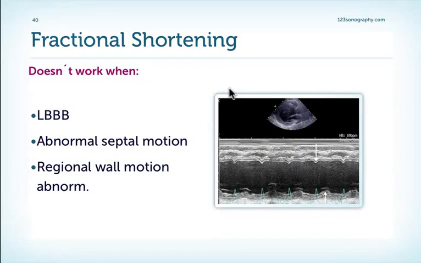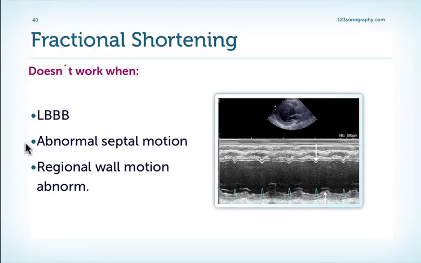There are a number of limitations of this method. Where does fractional shortening not work? It does not work if you have left bundle branch block. Why? Because you have premature contraction of the septum, and you have a contraction in the septum and the posterolateral wall at different time points.